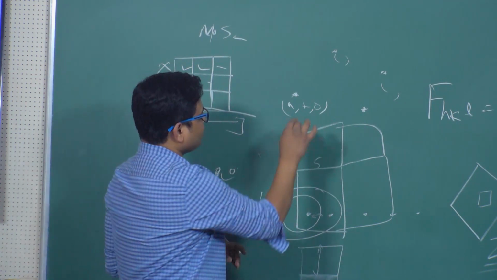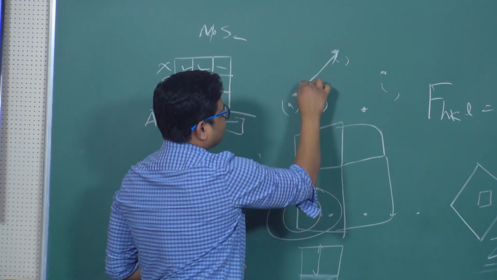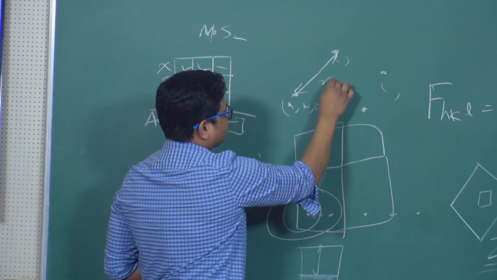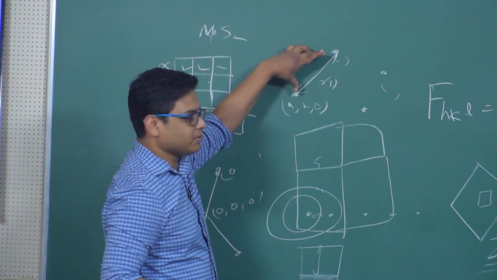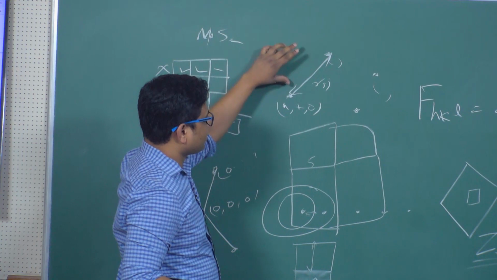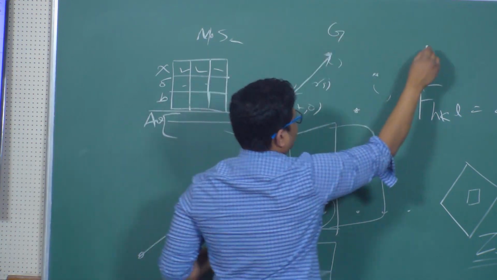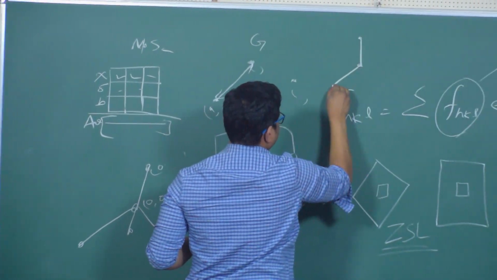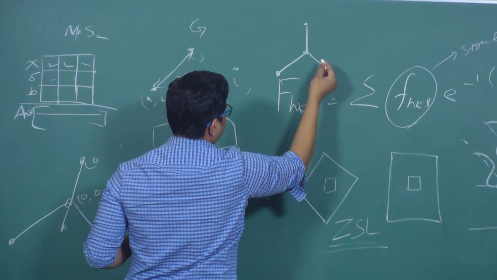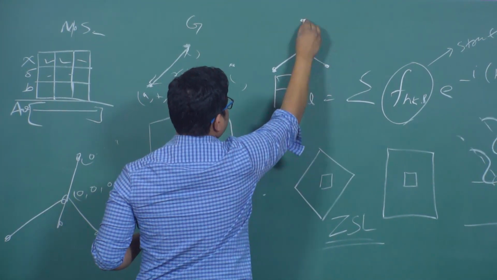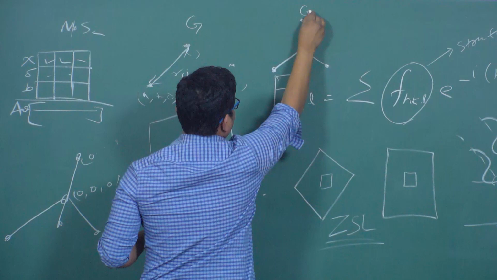That's it. Now the edges are the bonds, right? So this R_ij, these are the bonds. So this is fine for a graph. Now suppose you have silicon oxide. I don't know what I'm drawing. Silicon oxide. So these are the nodes, and this is called a graph, right?